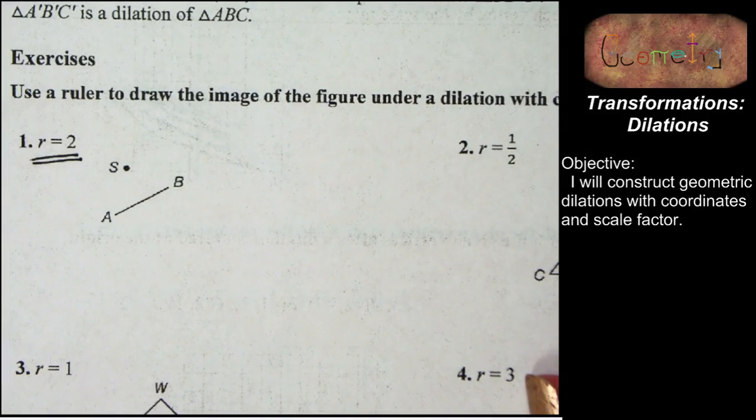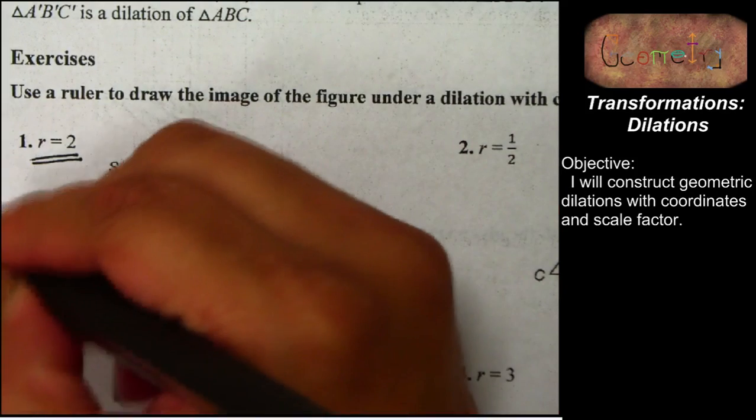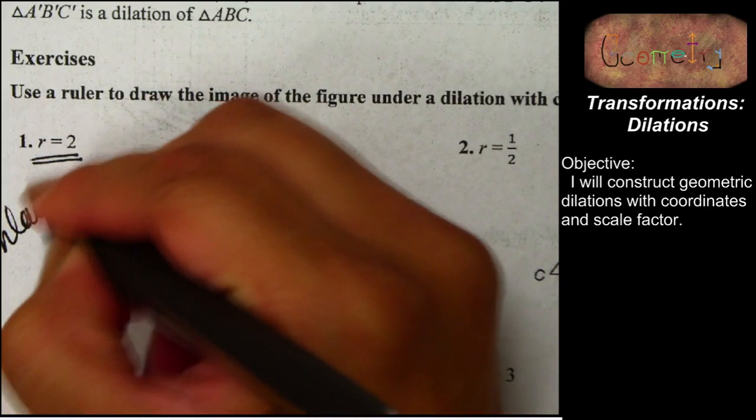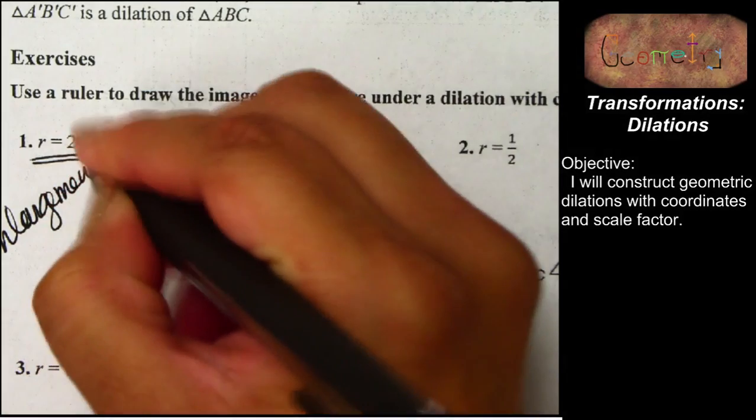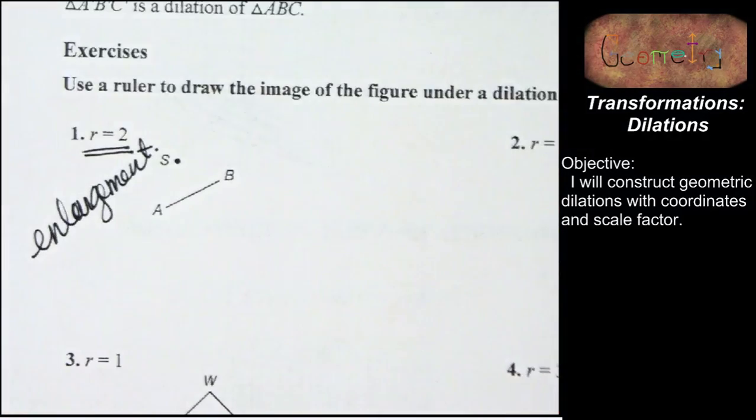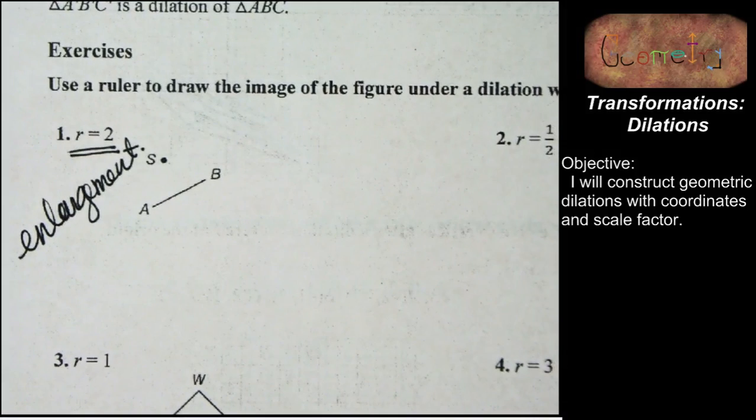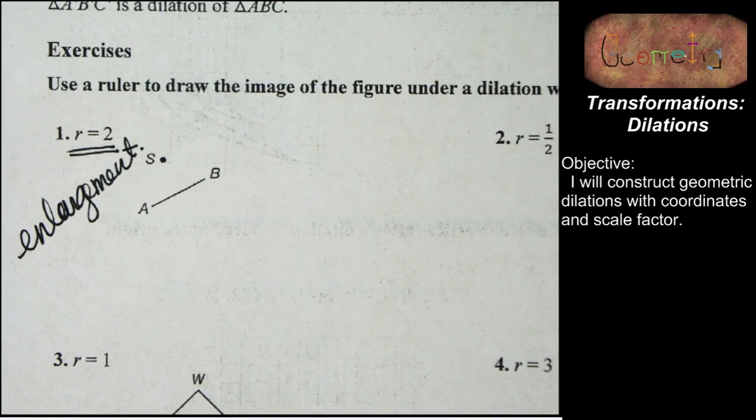Enlargement. If you look back at the notes you just took, under enlargement it says scale factor bigger than 1. Yes? So this is some sort of enlargement. So I'm going to make that note there. This means that when I'm done, the figure that I'm going to get, the image, needs to be larger than what I started with, the pre-image.